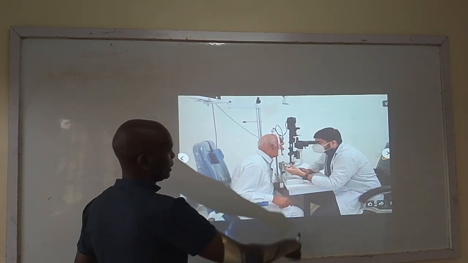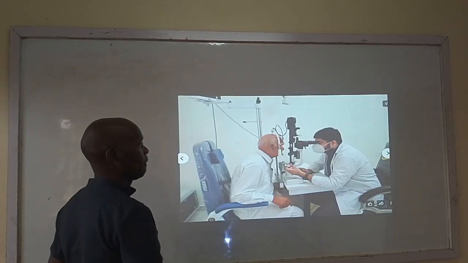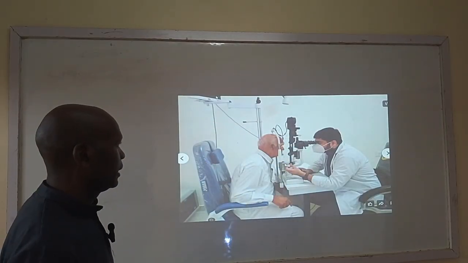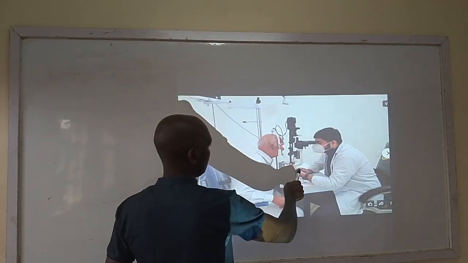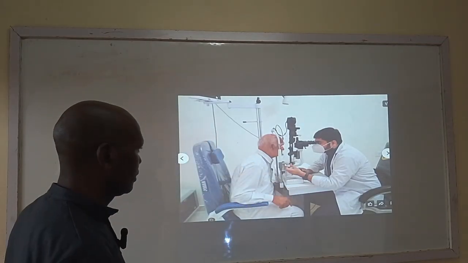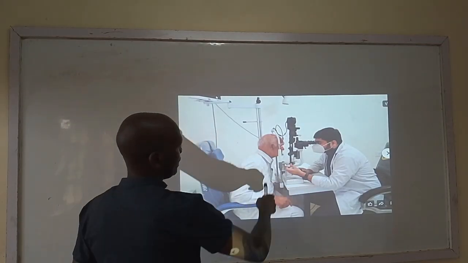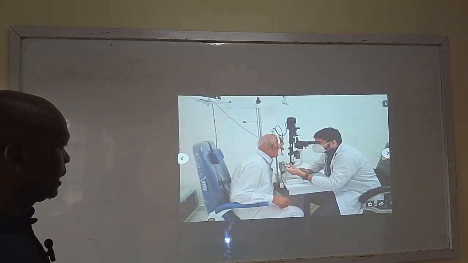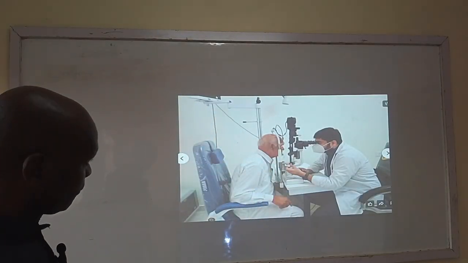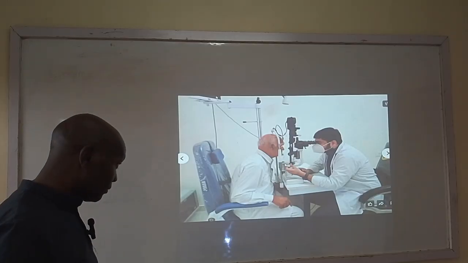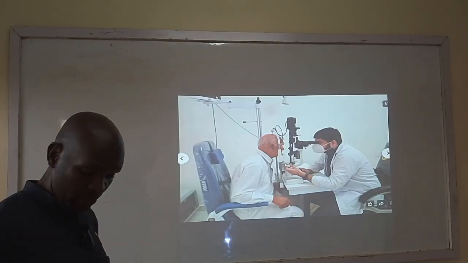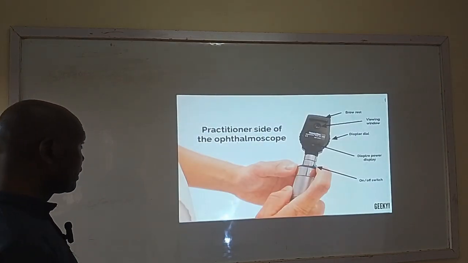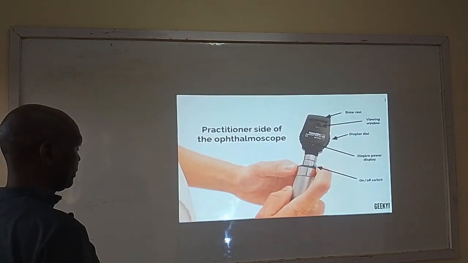Then the doctor sits on the other side. He looks through the eyepieces as he adjusts what we refer to as the joystick, as he tries to focus the slit on the eyes during examination. So this just demonstrates how the slit lamp is used when we want to examine the eye.